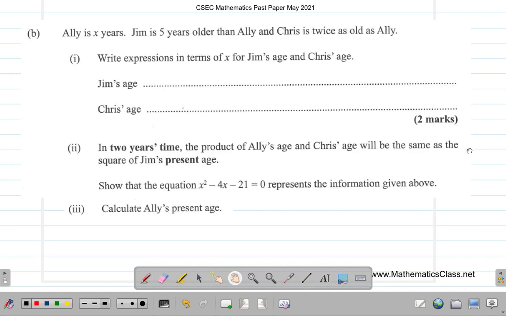Part B for question 2 from the CSEC Maths past paper May 2021. Let's see how this goes. What I do is copy from the past paper and put it over here. So now Ali is x years. Jim is 5 years older than Ali. Chris is twice as old as Ali. They say, write an expression in terms of x for Jim's age and Chris's age.